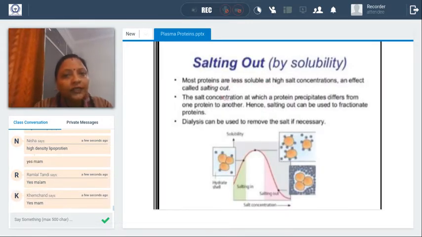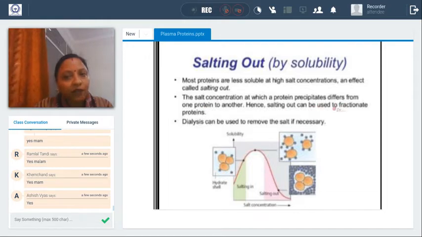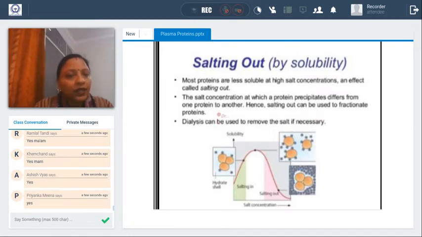Salting out: most proteins are less soluble at higher salt concentration. This effect is called salting out. The salt concentration at which a protein precipitates differs from one protein to another. Hence, salting out can be used to fractionate proteins like albumin, globulins, and fibrinogen.